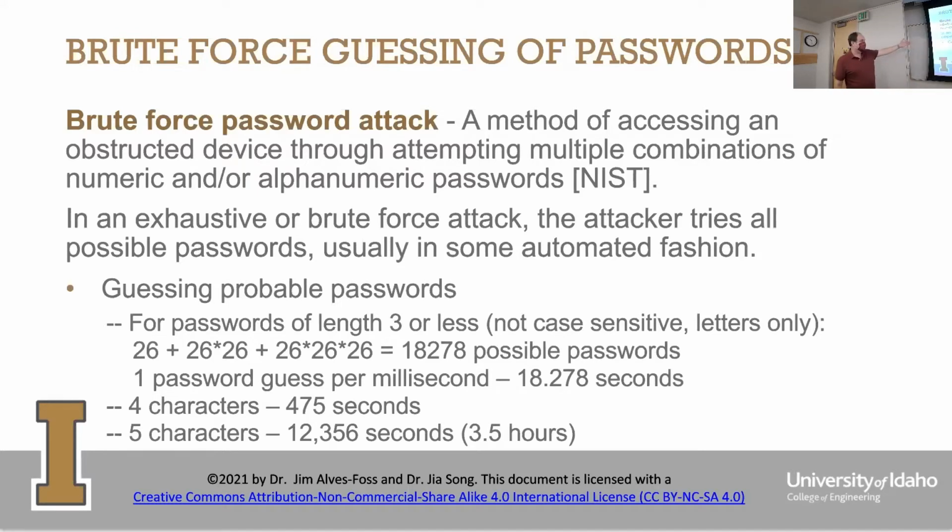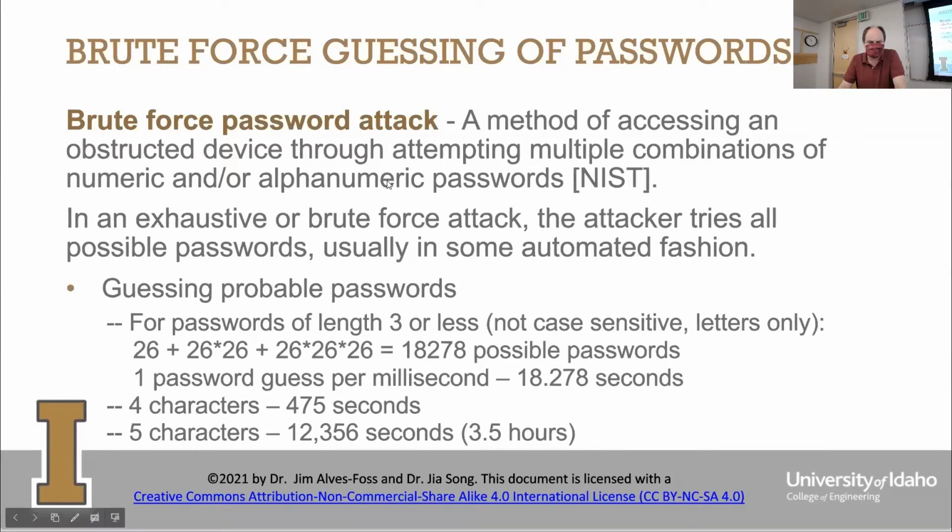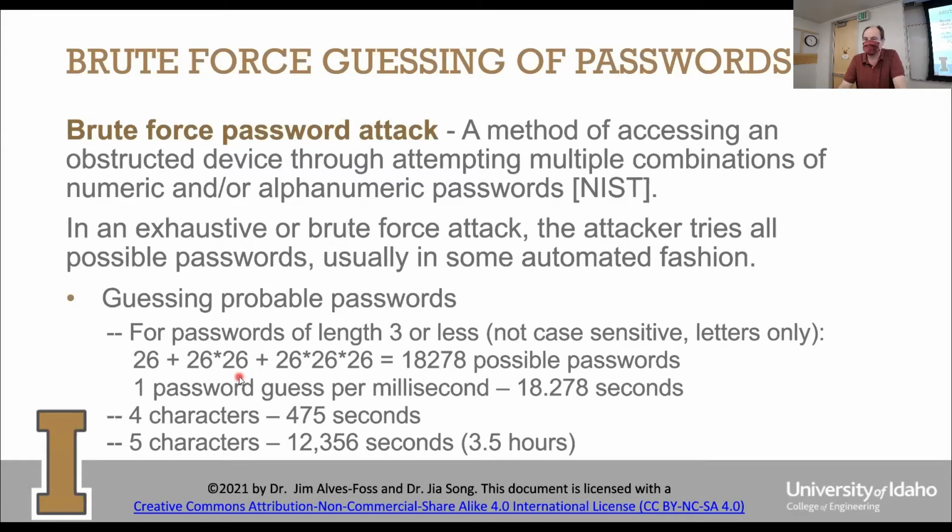For passwords of length 3 or less, not case sensitive, letters only, all lowercase, you have 26 possibilities for the first one, if it's only 1 character long, because it's up to 3. 26 possibilities for the first letter and 26 possibilities for the second letter. So 26 times 26, or if we have 3 letters, 26 times 26 times 26, so it's 18,278 possible passwords. If I guess 1 password per millisecond, that takes me 18 seconds. Guessing a password every millisecond is not hard, depending on how we're doing it. We'll get back to that.